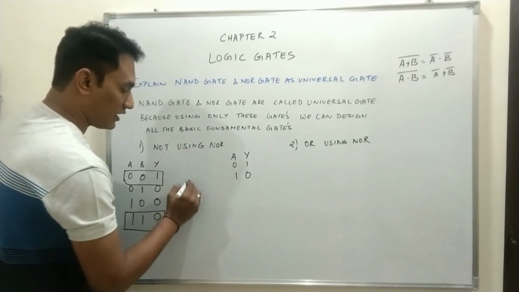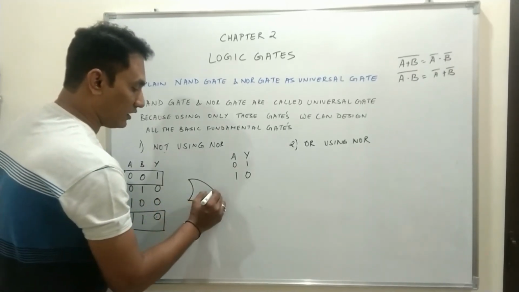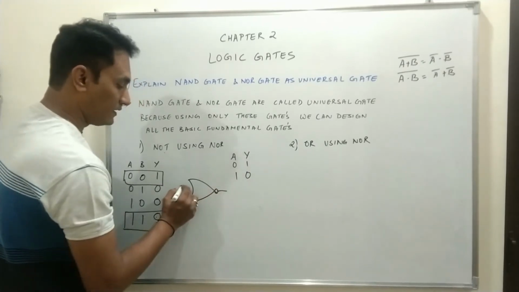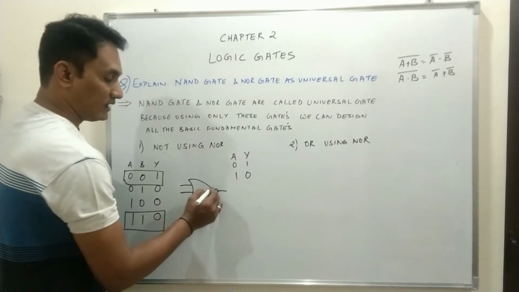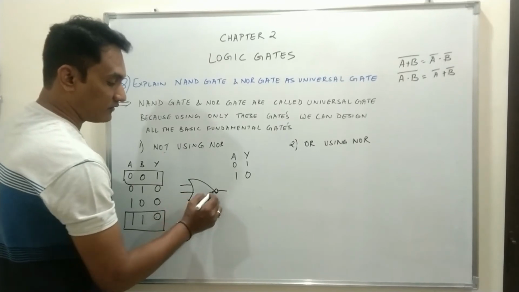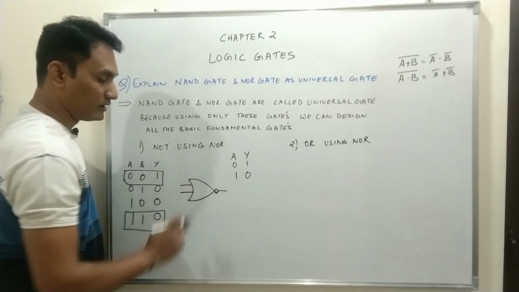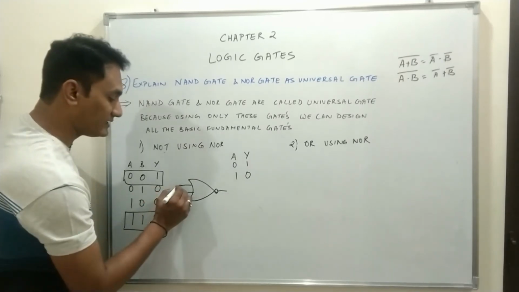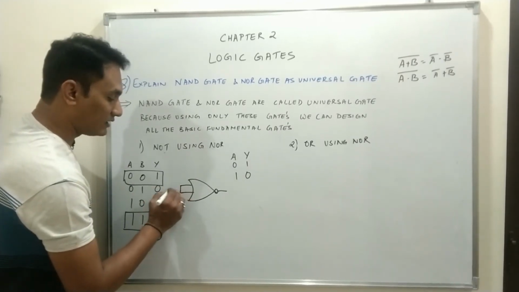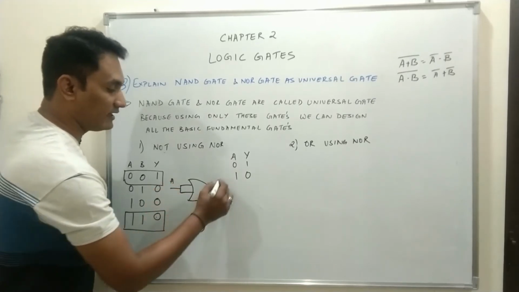So just draw a symbolic representation of a NOR gate first, with two inputs. This is the symbolic representation of OR. The bubble sign indicates the complement of OR, that is NOR. So this is the symbolic representation of NOR gate. What you have to do next is connect the two inputs together. Call it A, and this will be Y.